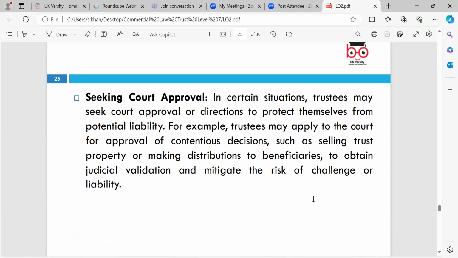Seeking court approval. In certain situations, trustees may seek court approval or directions to protect themselves from potential liability. For example, trustees may apply to the court for approval of contentious decisions, such as selling trust property or making distributions to the beneficiaries, to obtain judicial validation and to mitigate the risk of challenge or liability.